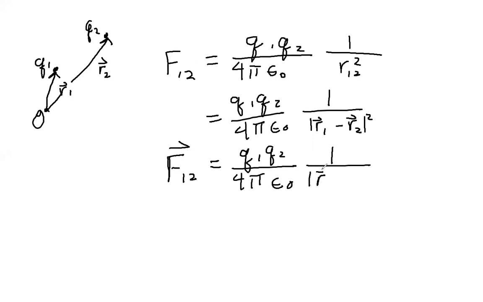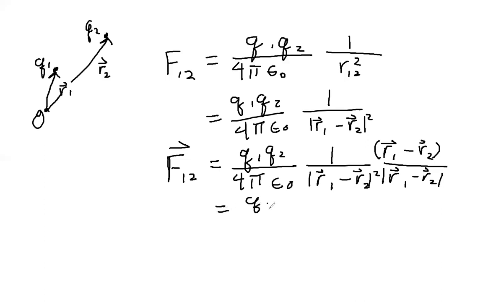But now we need a vector. We need to give this a direction. You could always write it as R12 hat, but it's actually a little more convenient to write it in the following way. You just write it as the vector R1 minus R2 over the magnitude of R1 minus R2. Now you don't have to write R12 as a separate thing.